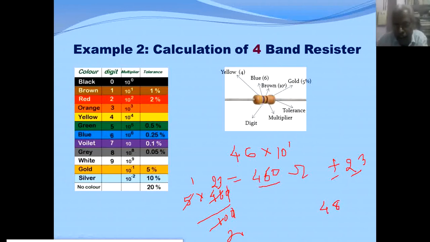This is the highest value, and the lowest value will be, subtract this 23 from 460, then we get 437. It means its range is from 437 ohm to 483. This is the meaning of this tolerance. Similarly, you can calculate the tolerance of other resistors.